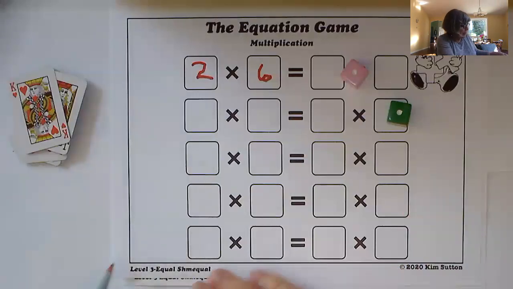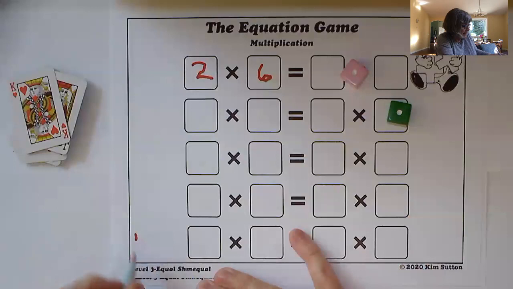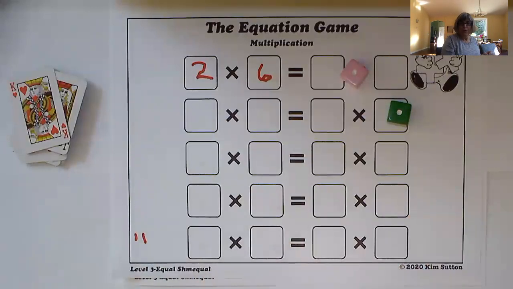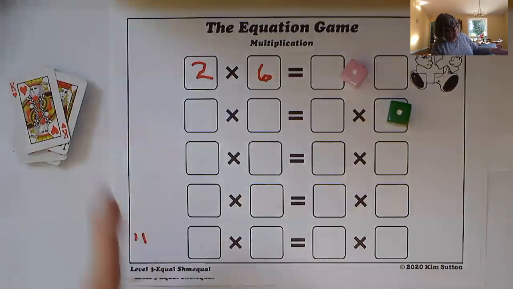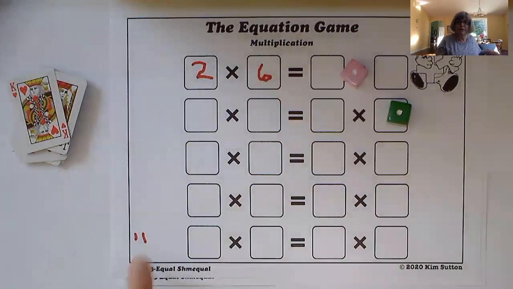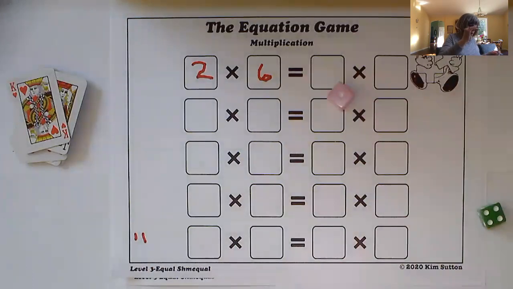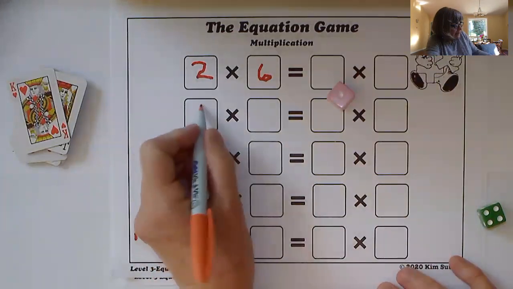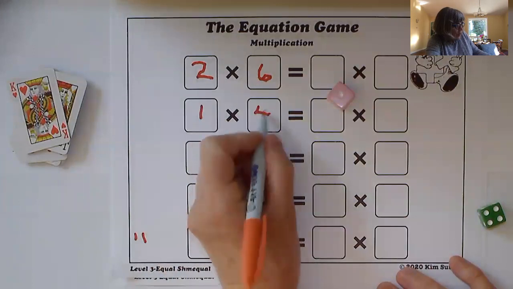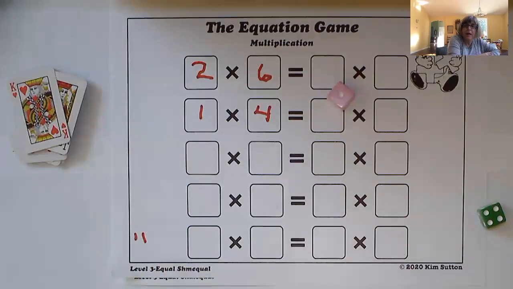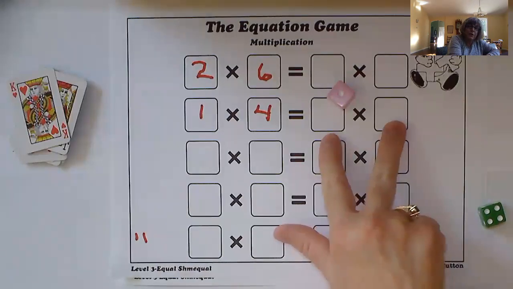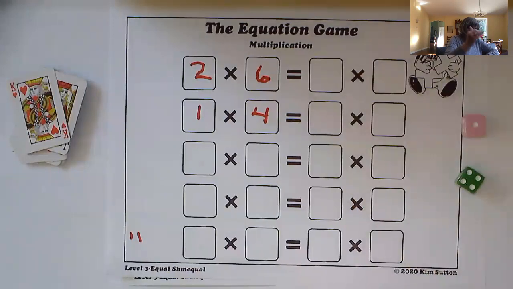So if I don't use a factor, I'm going to tally down in the left-hand corner how many factors I didn't use. So you want to be the first one to fill all your boxes with the fewest number of tally marks. So let's roll again. Ooh, I like this roll. I rolled a 1 and a 4. Can anybody think of why I like that roll? Oh, that's right. I just heard Parker say, well, this side could be 2 and 2. So let's see what happens.